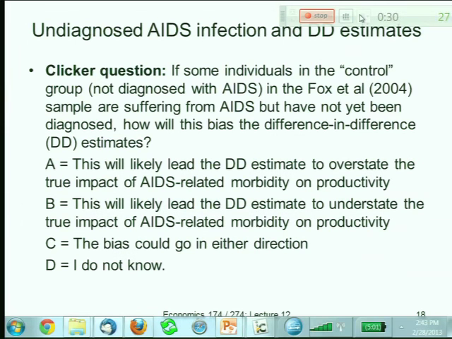Is that contamination going to lead us to overstate the effect of AIDS-related morbidity on productivity, or understate the effect of AIDS-related morbidity on productivity? Could the bias conceivably go in either direction, or do you not have time in this 1 minute to really think it through? And I'm going to keep track. I know who answered what.